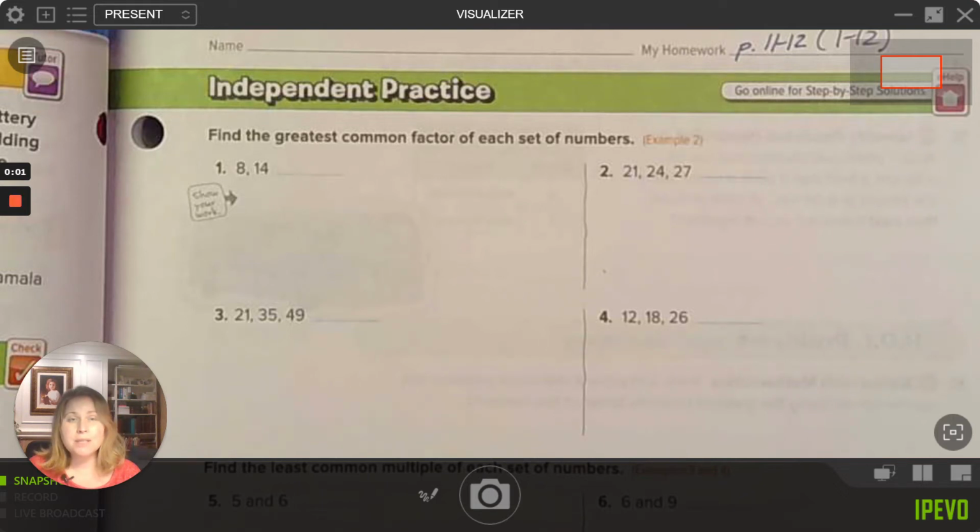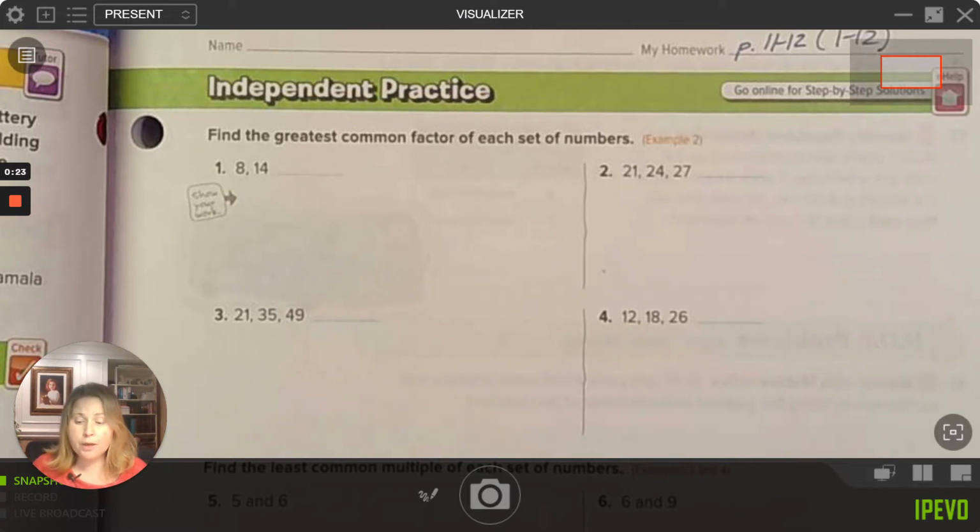So our assignment today is 1.1 independent practice. Chapter 1, lesson 1 on greatest common factor and least common multiple. Your assignment is page 11 and 12, problems 1 through 12. Let's take a look at the problems on greatest common factor first.